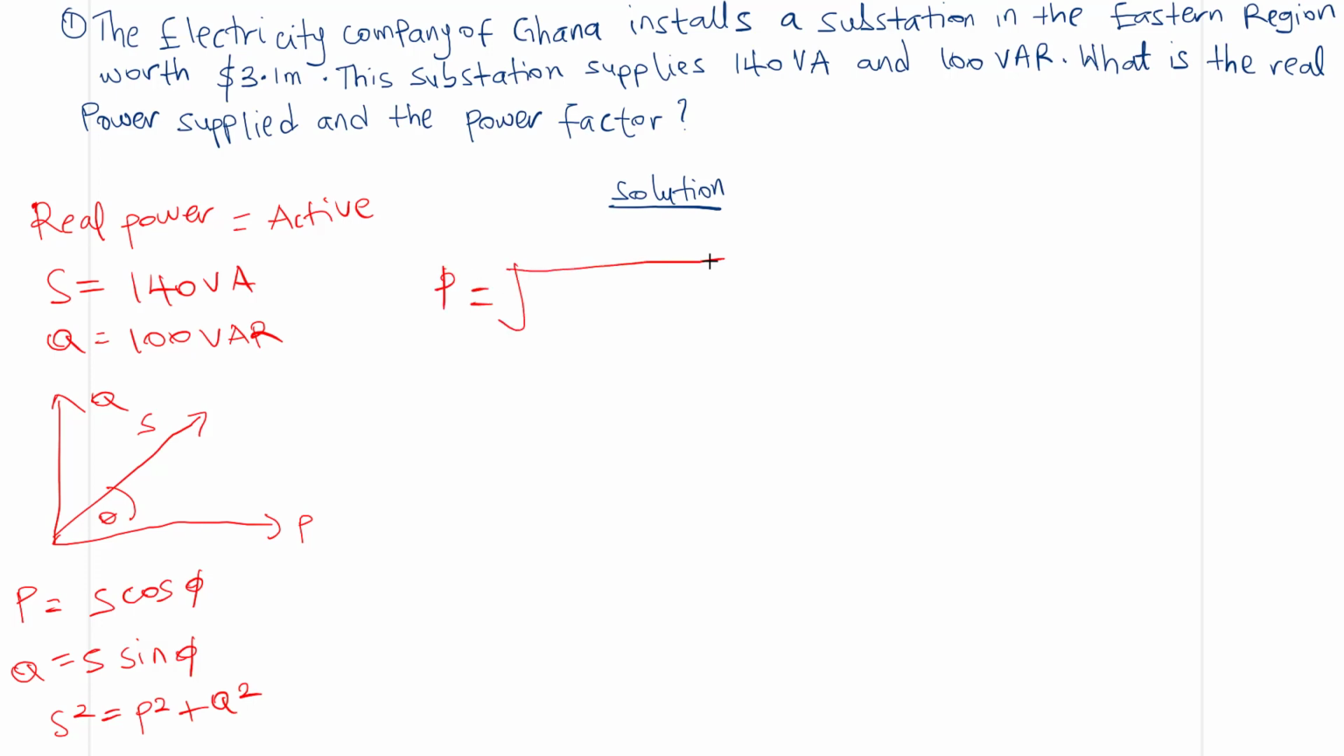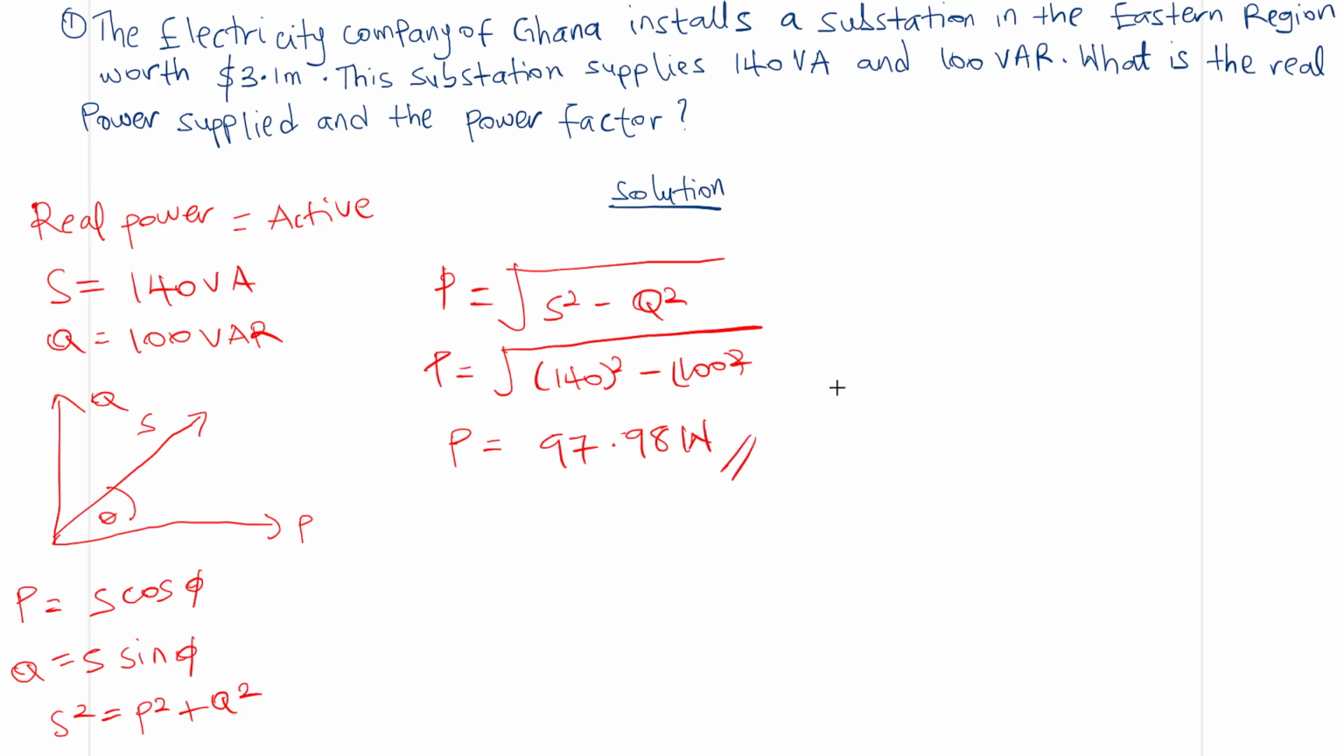P will be equal to the square root of S squared minus Q squared, right? So your P, that is your real power or your active power, will be equal to the square root of 140 squared minus 100 squared, right? So your P, that is your active power or your real power, will then be equal to 97.98 watts.